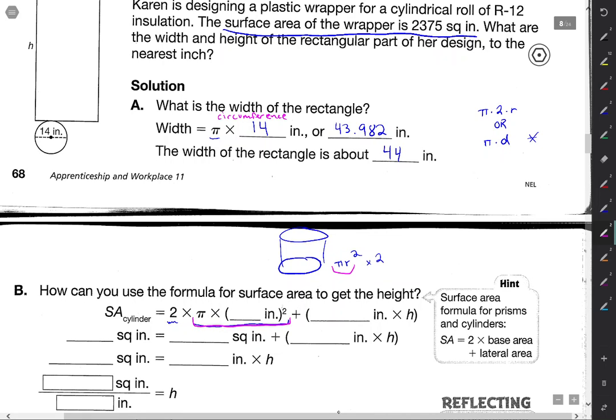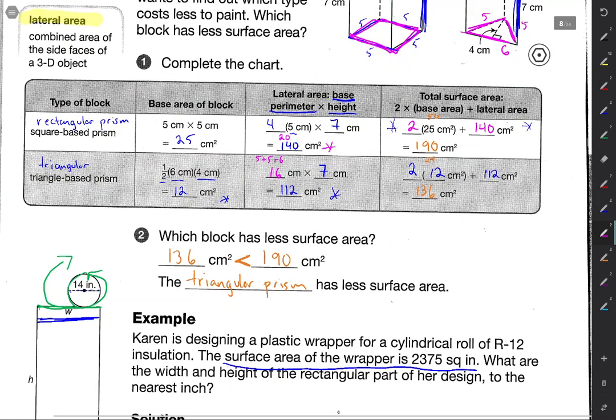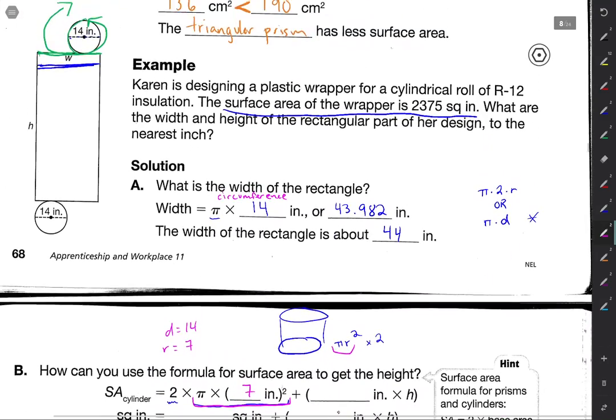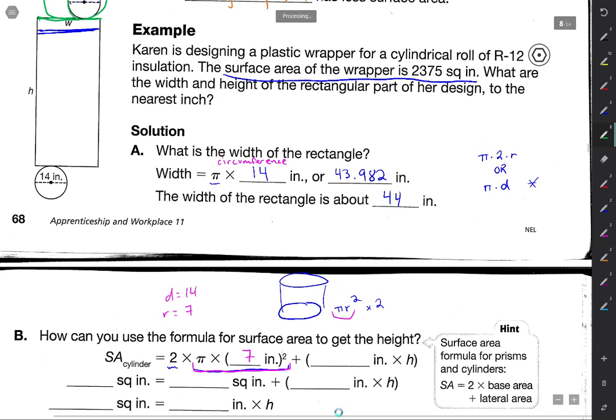So our radius in this case is, well, our diameter is 14, therefore our radius is half of that, which is 7. So pi times 7 squared. And then we need to add in the lateral surface area. And our lateral surface area, if you remember from the chart up here, we found the base perimeter, and we timesed it by the height. So we just found the base perimeter. The perimeter of the base would just be the circumference of this circle. So we found that the circumference of the circle was approximately 44 inches.